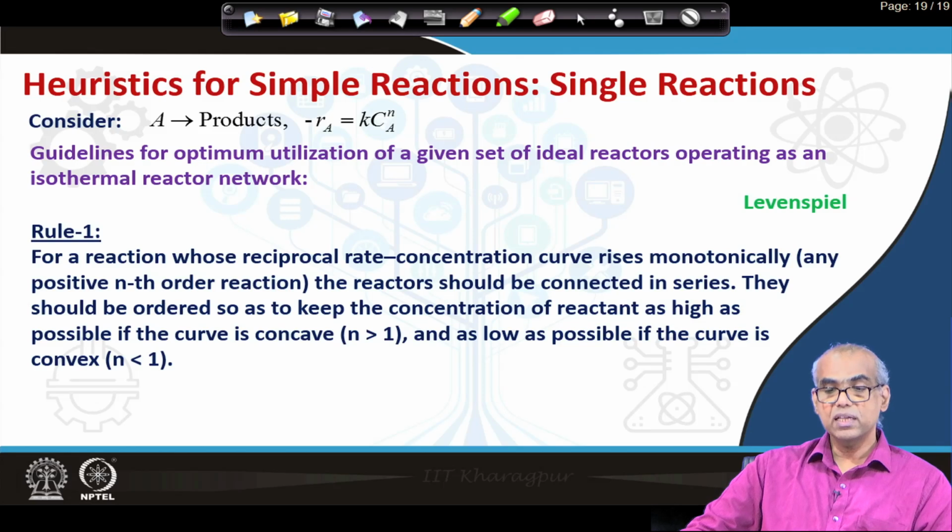So, here we are considering a simple single reaction, A to products, where the reaction rate is given as minus Ra equals k Ca to the power n.